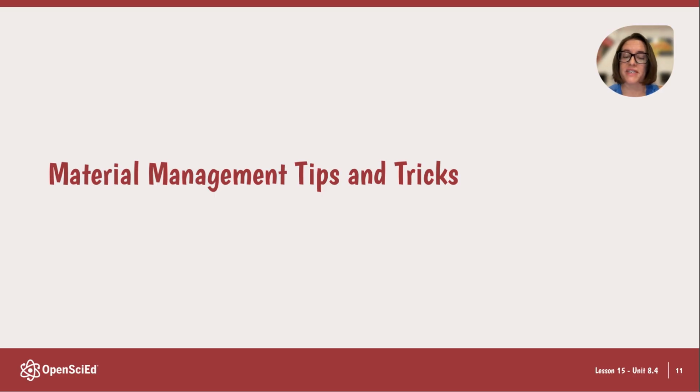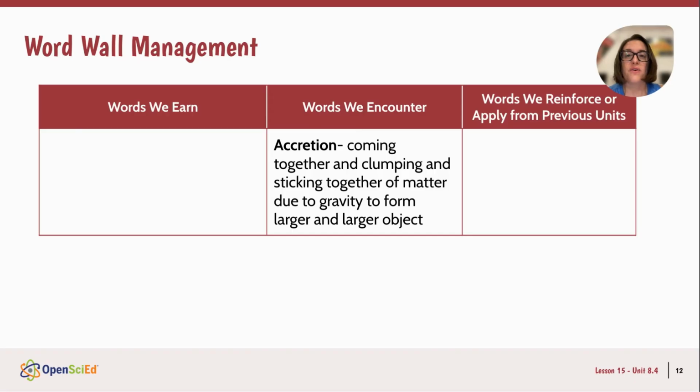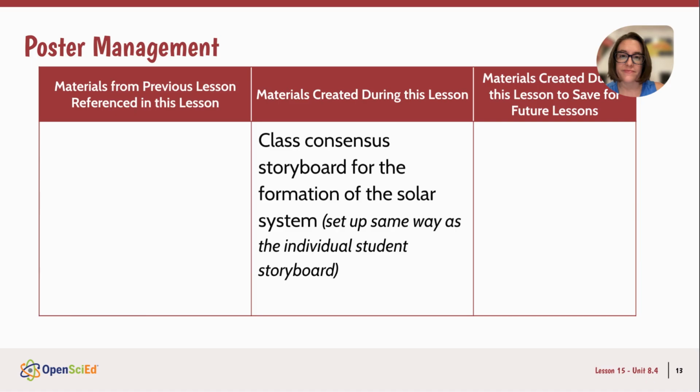Some material management tips and tricks. For the word wall, we will encounter the word accretion. This is the coming together and clumping and sticking together of matter due to gravity. And that's how we get those larger and larger space objects forming. Poster management: you will create a class consensus storyboard for the formation of the solar system. And it's set up the same way as the individual student storyboards.